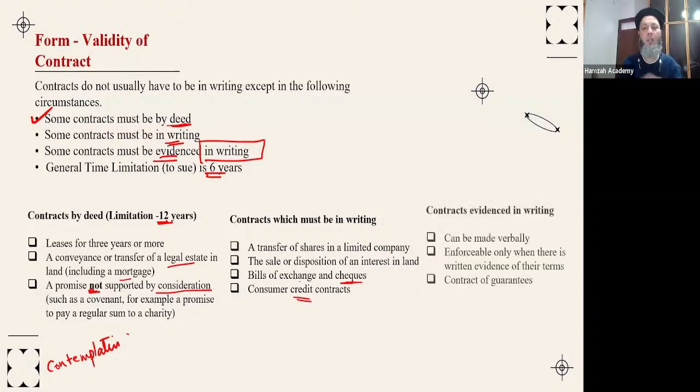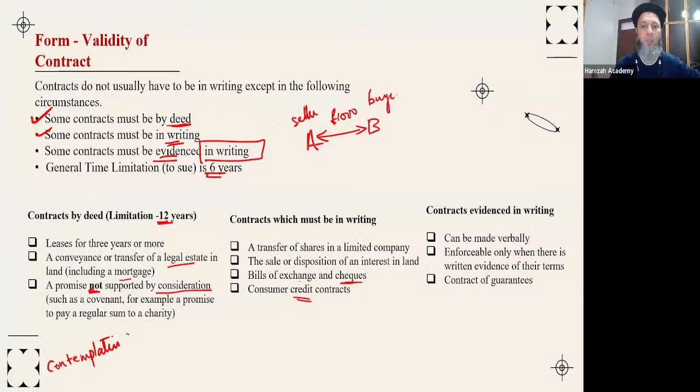Last one is the contracts evidenced in writing. These can be made verbally. The contract itself can be made verbally, but its evidence must be in writing. For example, A and B are entering into a contract. A is the seller, B is the buyer, and the amount is suppose £1,000. A says that I will give you these valuables, these raw materials, or whatever it is. This contract itself does not need to be in writing because this is a general sale purchase contract.